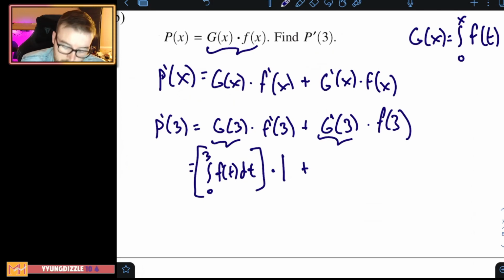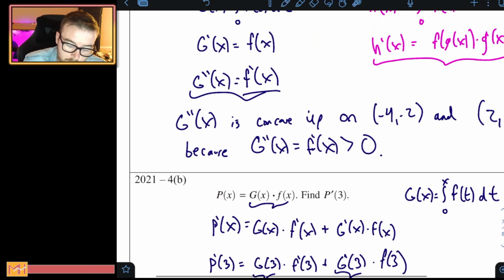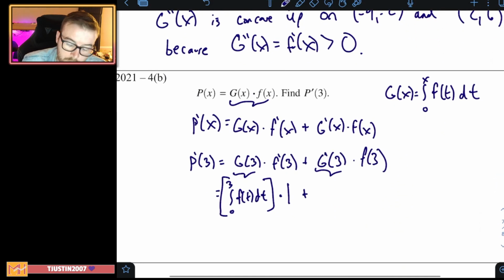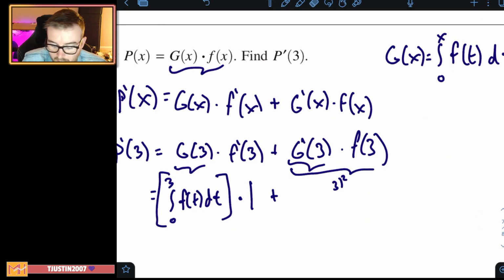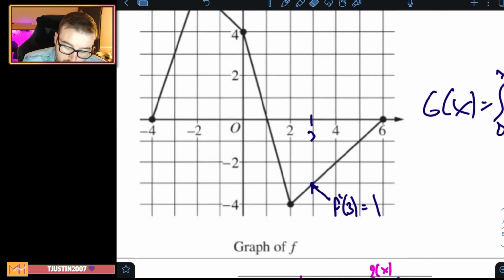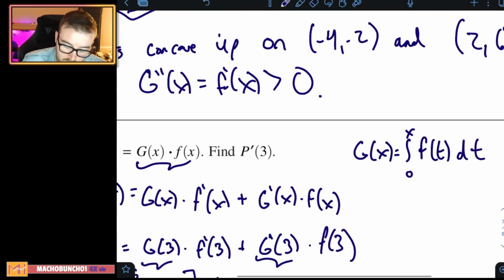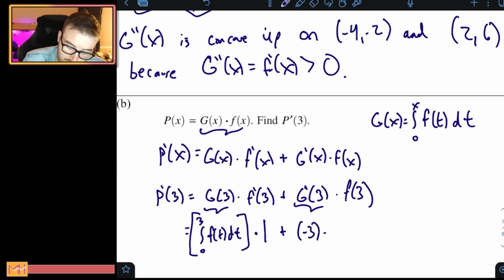Now, in the previous problem, we took the time to say that g prime is f. So g prime of 3 is the same thing as f of 3, right? So this is really f of 3 squared, right? There's f of 3 times itself. So let's go ahead and find f of 3. F of 3 is negative 3. So this is negative 3 squared, or I'll write it out as negative 3 times negative 3.